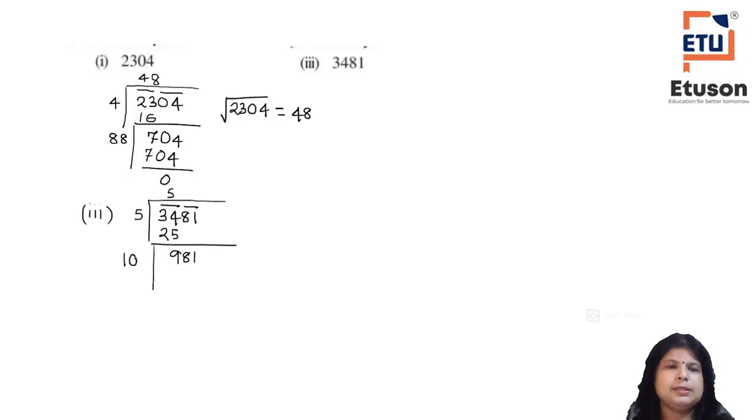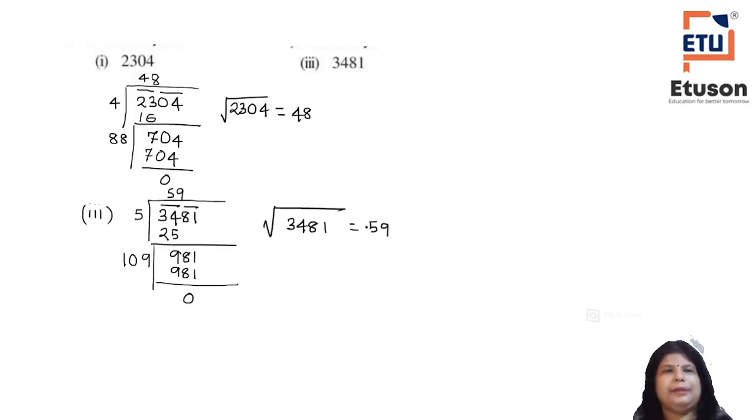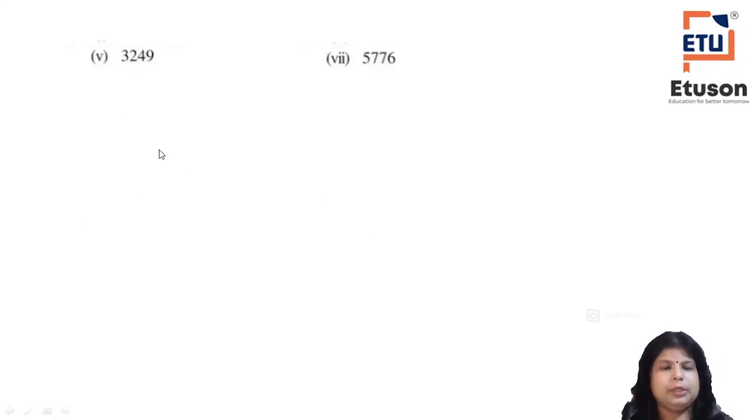Now it is 10, 5 into 2 is 10. Now select the number in such a way that when multiplied it gives an answer less than or equal to the new dividend. So now I have put 9, and 109 into 9 is 981, and your remainder is 0. So the square root of 3481 will be equal to 59. Correct? Now let us go to bit 5 and bit 7.